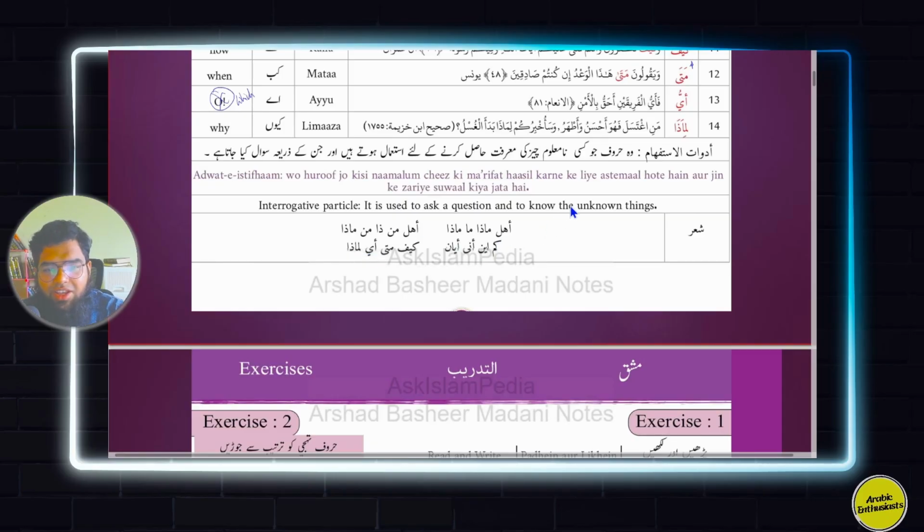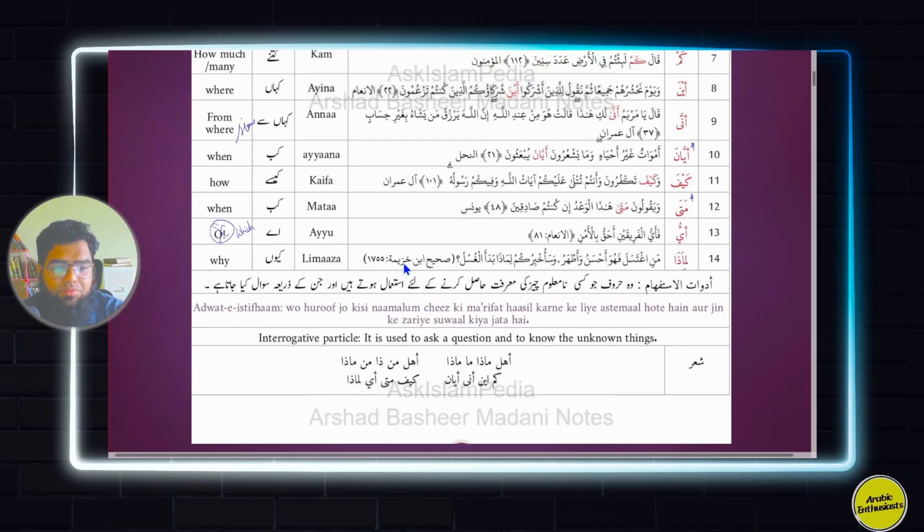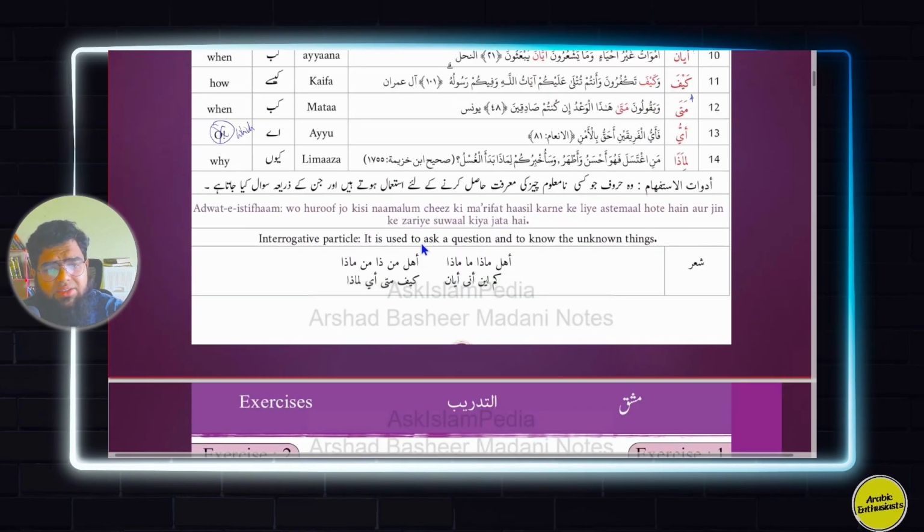And all 14 are covered. Hal, madha, ma madha, ahal manda, man madha, kam, aina, anna, ayyana. You could guess. Kayfa, mata, ayyu, limada. Just for knowing, so you should know the meaning. That's more important than knowing all of them together.